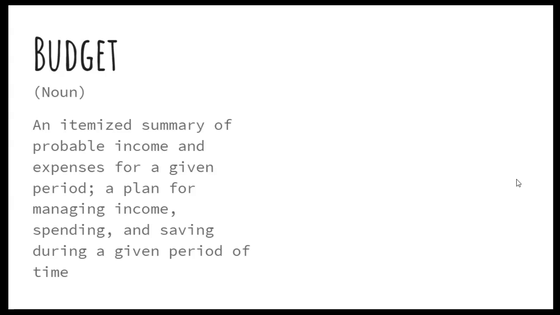Basically, if we're talking about a budget, we are talking about an itemized summary of probable income and expenses for a given period. So basically it's taking how much money you are going to be making, how much money you are going to be spending, and making sure that that's managed so that you're not spending too much money and you run out of money.